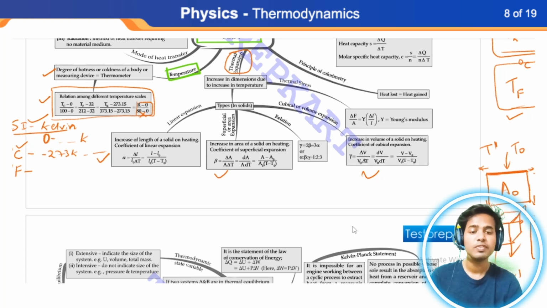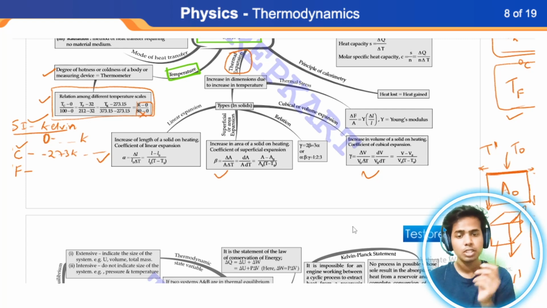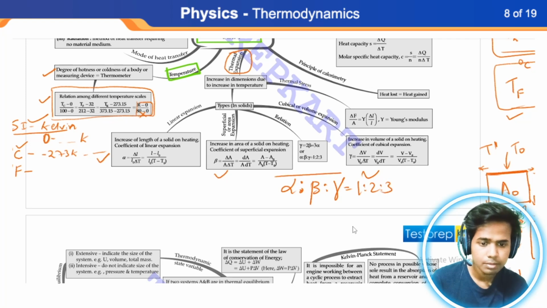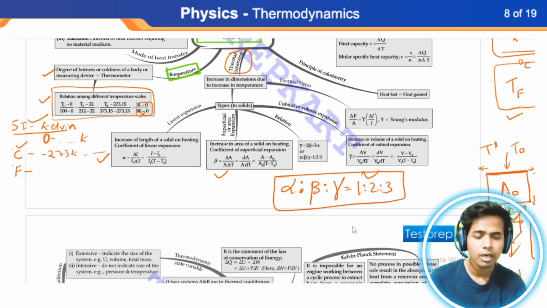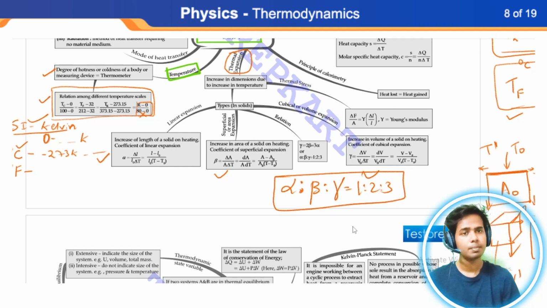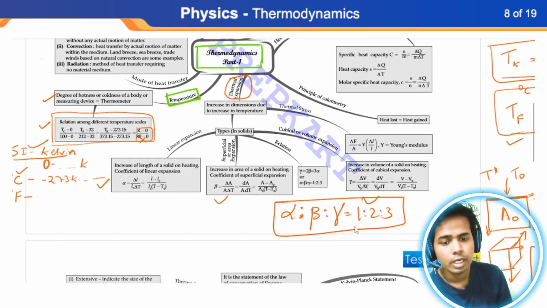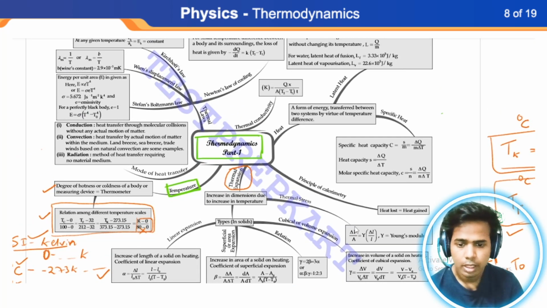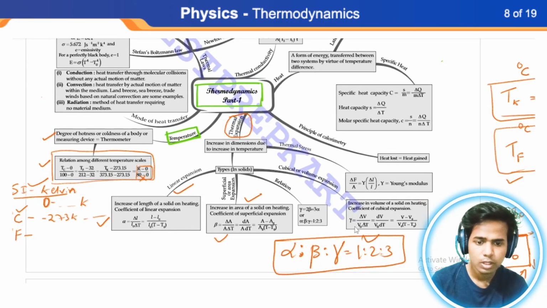Now there is this relation between alpha, beta and gamma, which are the coefficient of linear expansion, coefficient of area expansion, and coefficient of volumetric expansion. That alpha is to beta is to gamma is equal to 1 is to 2 is to 3. This means if alpha is, say, 10, then beta will be 20 and gamma will be 30. This is for sure for any material. You just have to know alpha, and the rest, beta and gamma, you can calculate easily. I think this part has been dealt with.